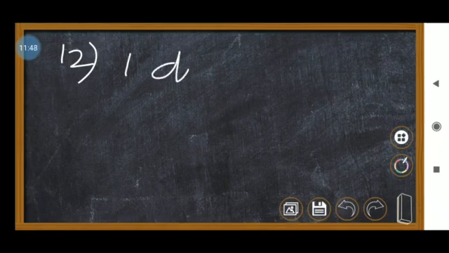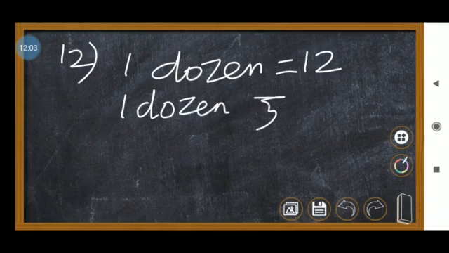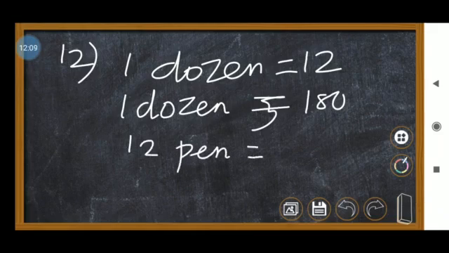First, we have to know that 1 dozen means 12. The cost of 1 dozen pens is 180, so the total cost of 12 pens is 180 rupees. That means we have to find the cost of 1 pen.